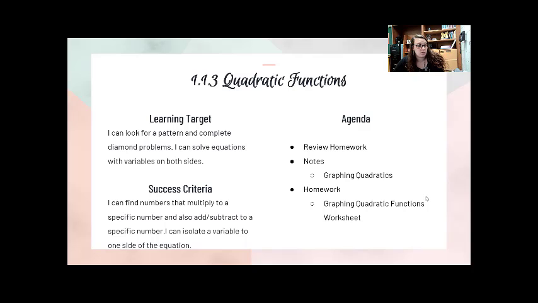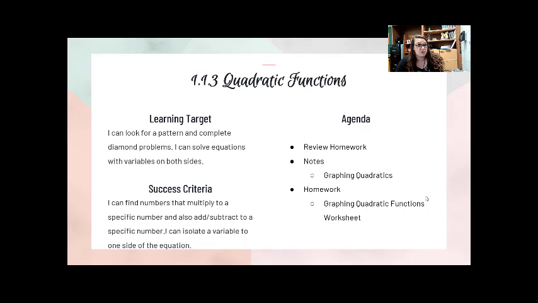Mrs. Traver here. Today we're going to look at 1.13, quadratic functions. The learning target is to be able to look for a pattern and complete diamond problems and be able to solve equations with variables on both sides. You'll know you're successful if you can find numbers that multiply to a specific number and add or subtract to a different specific number. Those are the diamond problems. You'll also be able to isolate variables on one side of an equation.